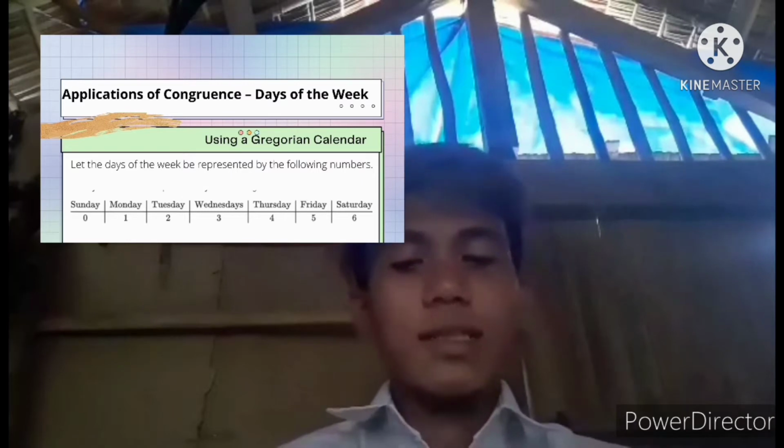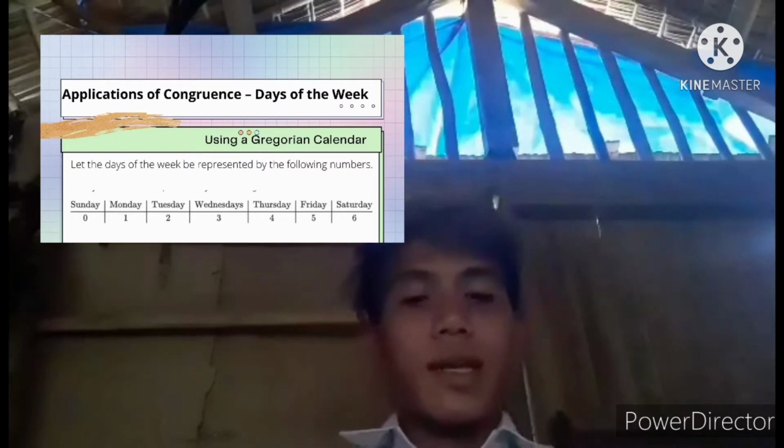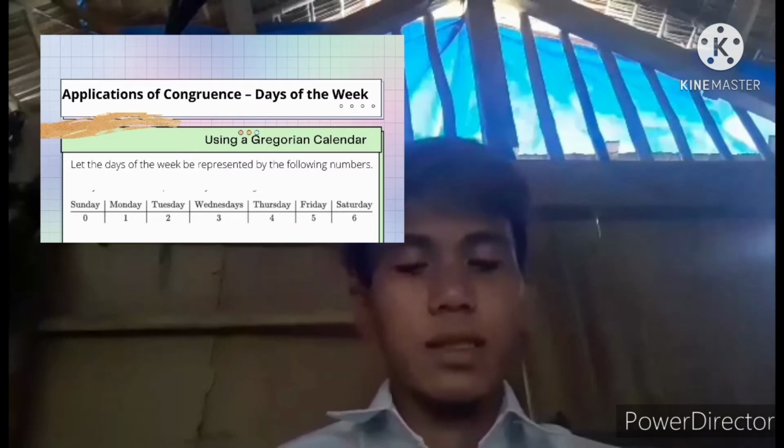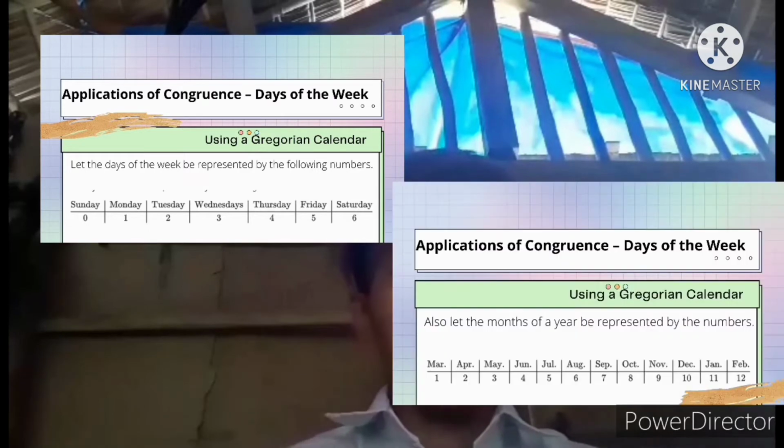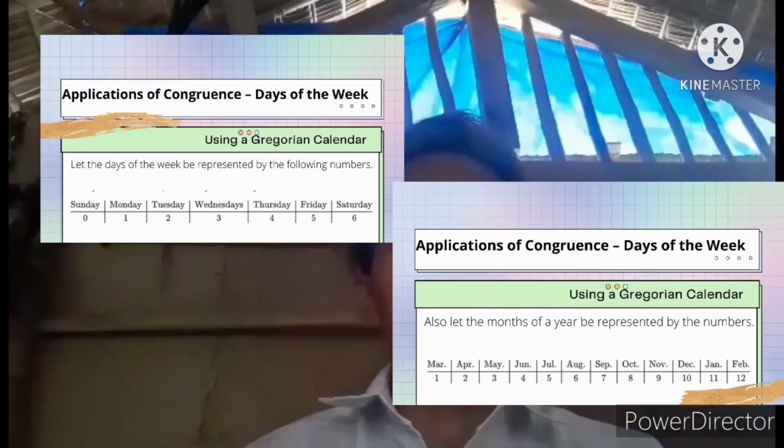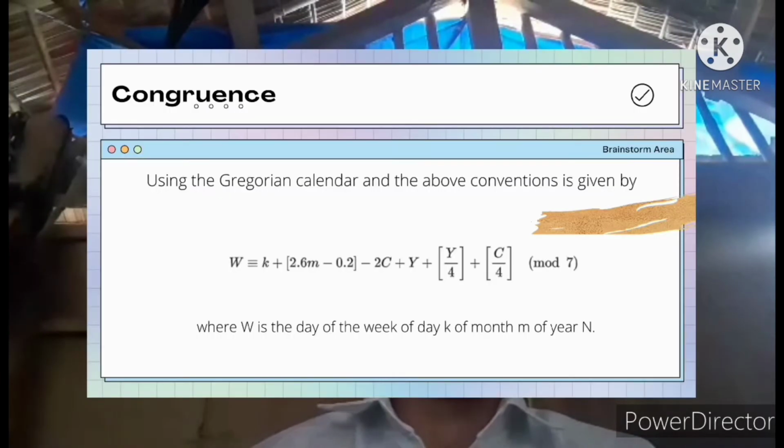We can apply congruence to the days of the week using the Gregorian calendar. Let the days of the week be represented by the following numbers. Also, let the months of a year be represented by the numbers. We can express each date using the following variables. Using the Gregorian calendar and the above conventions, W is the day of the week, of the date K, of the month M, of year N.